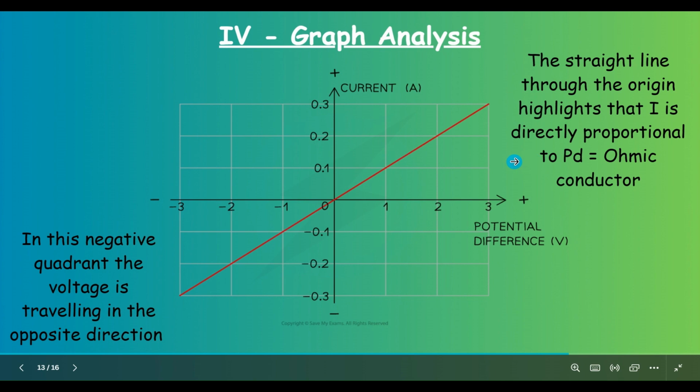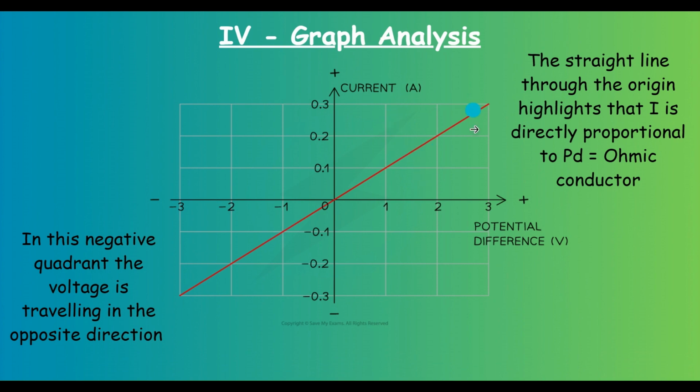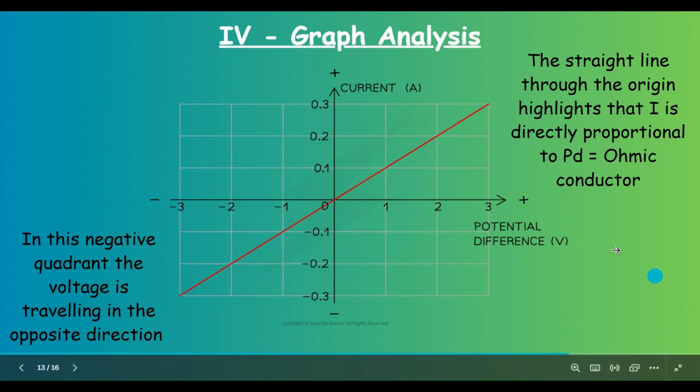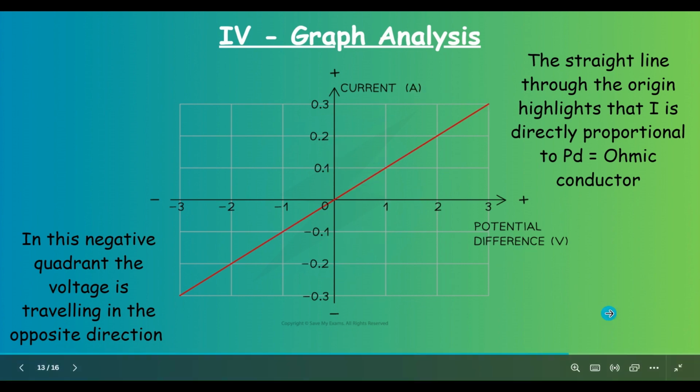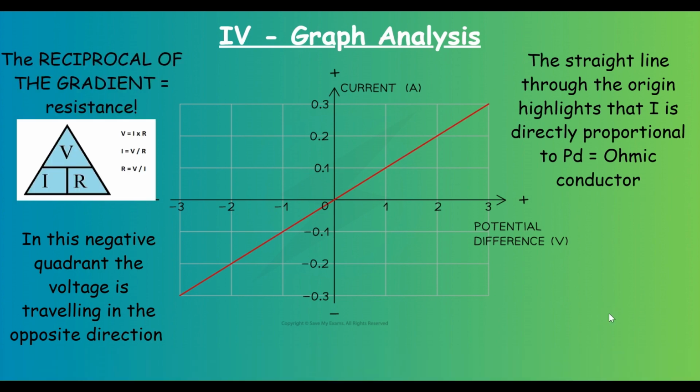Also, the fact that there's a straight line through the origin, as I mentioned earlier, highlights that there's direct proportion and that it is therefore an ohmic conductor. It can be a straight line, but if it doesn't go through the origin, that may have been because of human error if it was in an experiment. Things like zero error. The reciprocal of the gradient is the resistance.